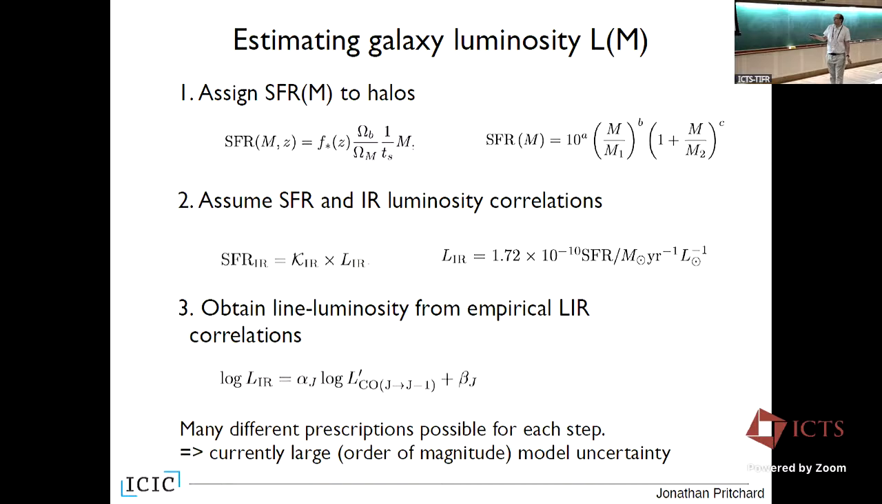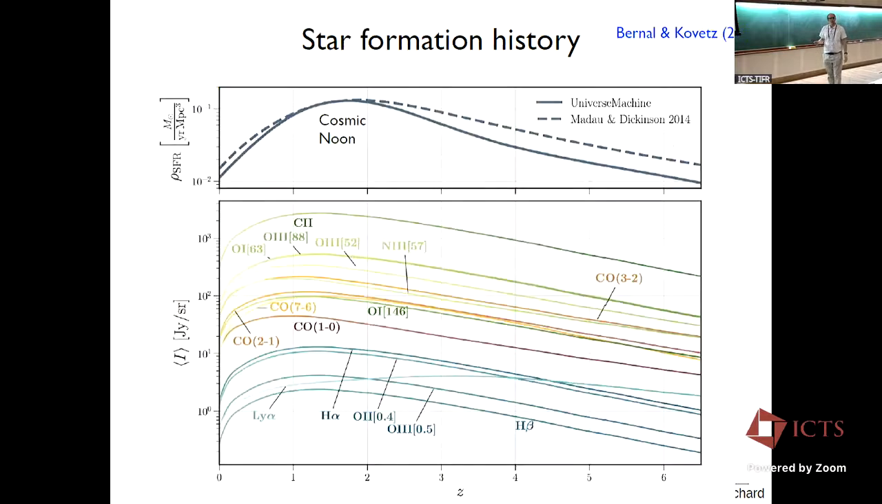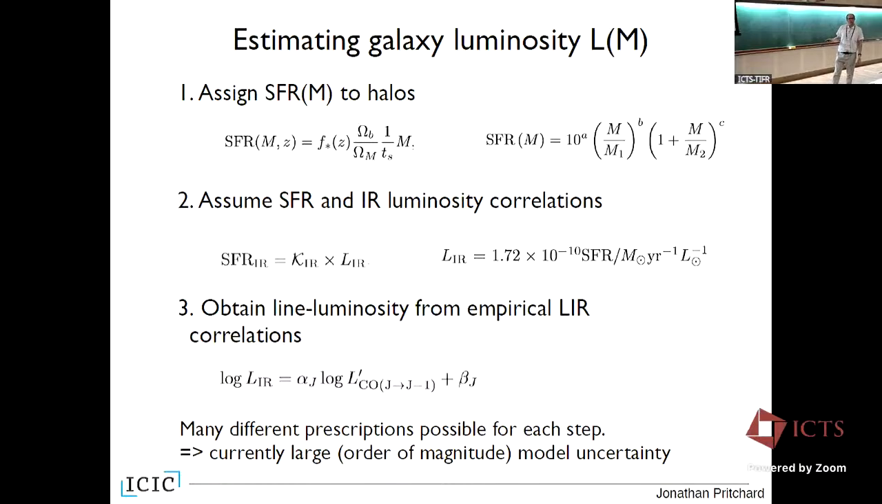Then you need to connect that to emission. And a fairly standard way is to go through an intermediate step of connecting the star formation rate to the infrared luminosity. That's something that's easier to measure and is reasonably well calibrated. And then you can go away and look at lots of galaxies and find empirical correlations between infrared luminosity and the luminosity in your line. And if you can measure this at low redshift, maybe it also holds at high redshift. And so you can extrapolate, and that will give you a prescription. At each step in this, there are different choices you could make. And so you end up with a lot of uncertainty in the different models. And I'll show that in a little bit.